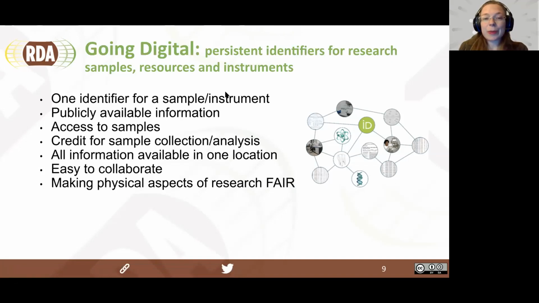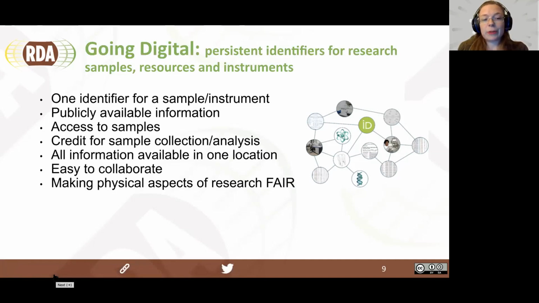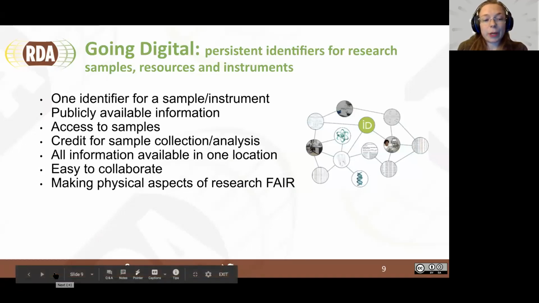For my own research, for example, it took me 2 years to collect all the teeth that I needed, in which no human being was harmed other than them already needed to be extracted in the first place. But it can take quite a long time. So I think we should focus more on crediting people for this work. Who doesn't like all information available in one location? And it also makes it easier to collaborate, especially if we can agree on vocabularies. And in principle, I just think that physical aspects are part of data and research, and FAIR, findable, accessible, interoperable, and reusable shouldn't skip these parts of research. Next, please.